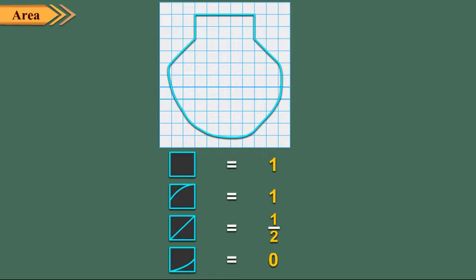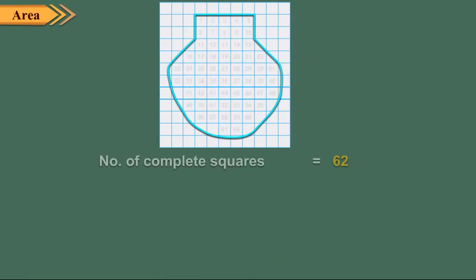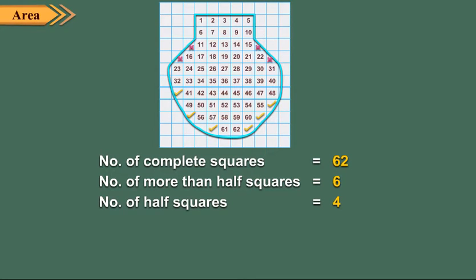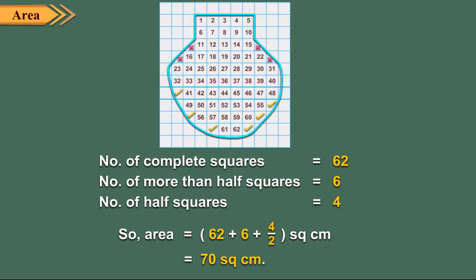Now let us find the area of the given shape. It contains 62 complete squares. It contains 6 squares which are more than half. It contains 4 half squares. So area of the figure is equal to 62 plus 6 plus 4 upon 2 square centimeters, which is equal to 70 square centimeters.